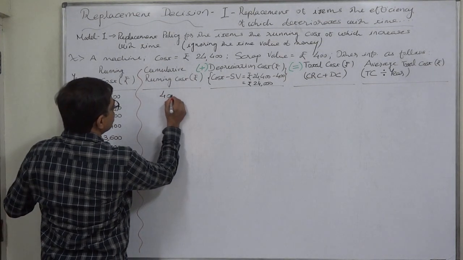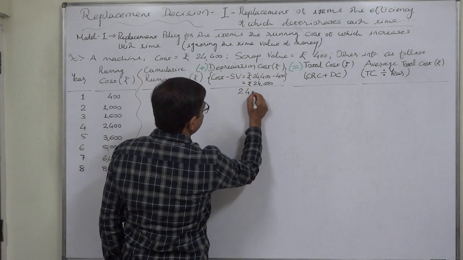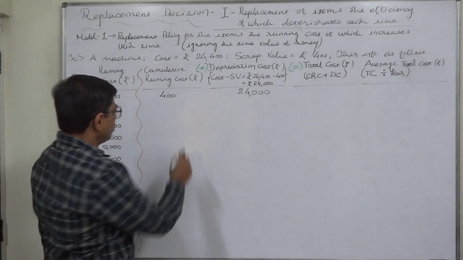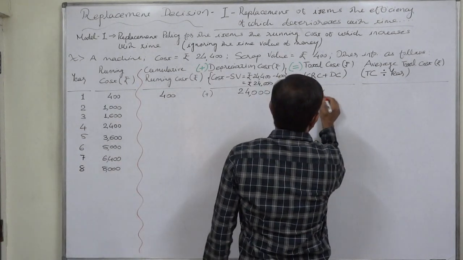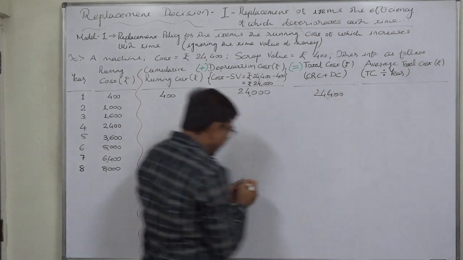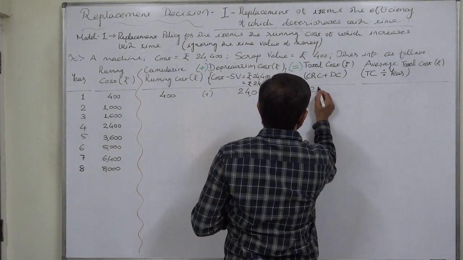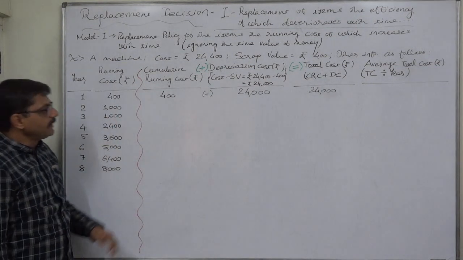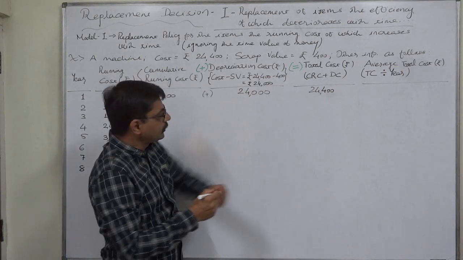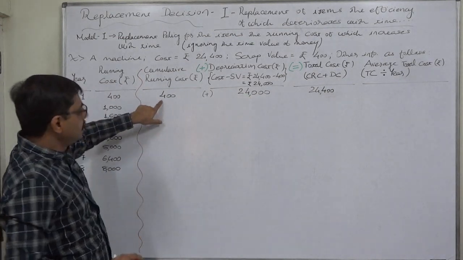Now in the first year, the cumulative running cost is equal to the annual cost. Depreciation cost in this particular case is constant. Cost minus scrap value, 24,400 minus 400, that means 24,000. Now summation of these two is 24,400. This is the end of the year. At the end of the year, the statistics will be like this. If we use this particular machine for the first whole year, the total cost will be 24,400. I am sorry, this should be summation of these two, 24,400. This 24,400 is made up of depreciation cost 24,000 and running cost 400 for the first year.